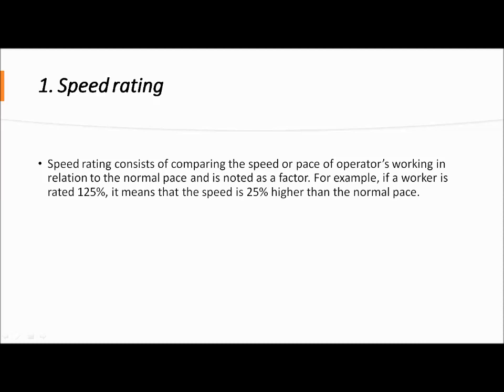The first kind of rating is called the speed rating. In the speed rating, what is being considered is the speed or the pace with which the worker does his job. The speed rating consists of comparing the speed or pace of the operator working in relation to the normal pace. The actual pace is compared with the normal pace, and you get a factor when the comparison is done. For example, if the worker has a rating of 125, it means that the speed is 25% higher than the normal pace. That is what is meant by speed rating.